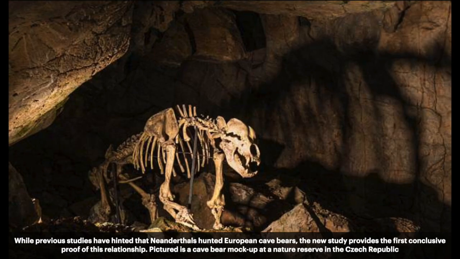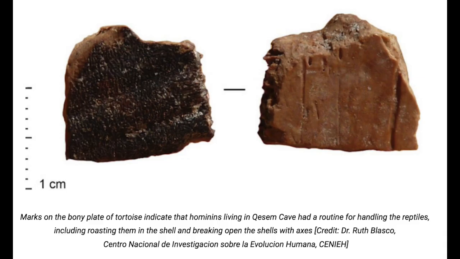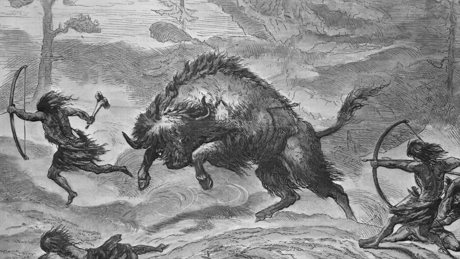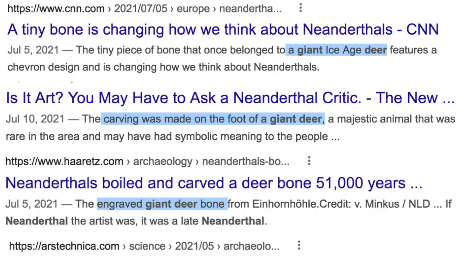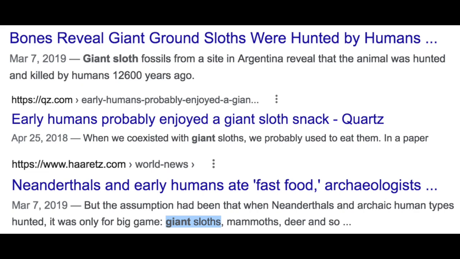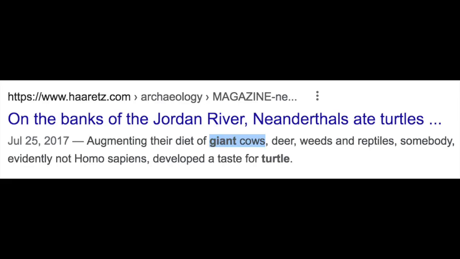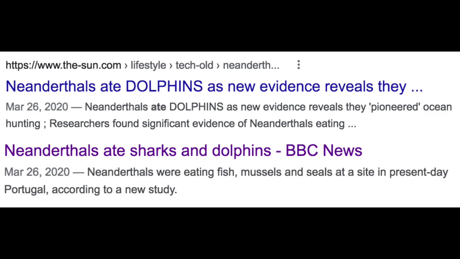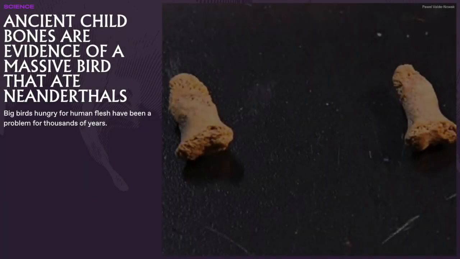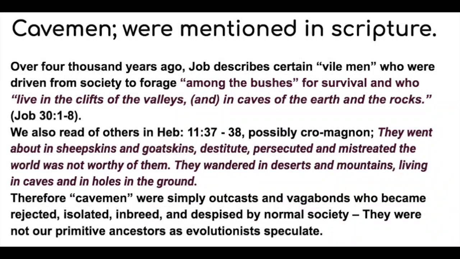We have evidence that they ate giant cave bears and sea tortoise and the now extinct auroch. They ate giant deer, giant sloth, and even giant cows, including sharks and dolphins. And we have evidence a giant bird ate a Neanderthal child. Clearly, they all lived together. And yes, cavemen are mentioned in scripture. These people were never missing links in the line of human evolution. The Bible perfectly details who they were.